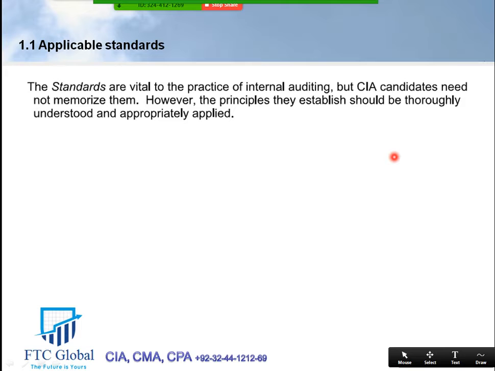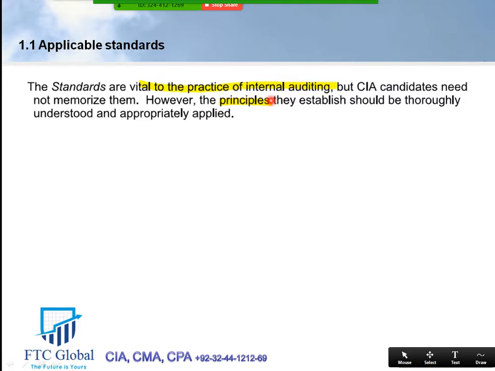So the definition has been explained, and further, we'll see what types of standards we have. They are vital for the practice of internal auditing. You don't need to memorize them. These standards are not required to be memorized. They are just principles that you need to follow so that you know the work, understand the work, and will appropriately apply these standards.